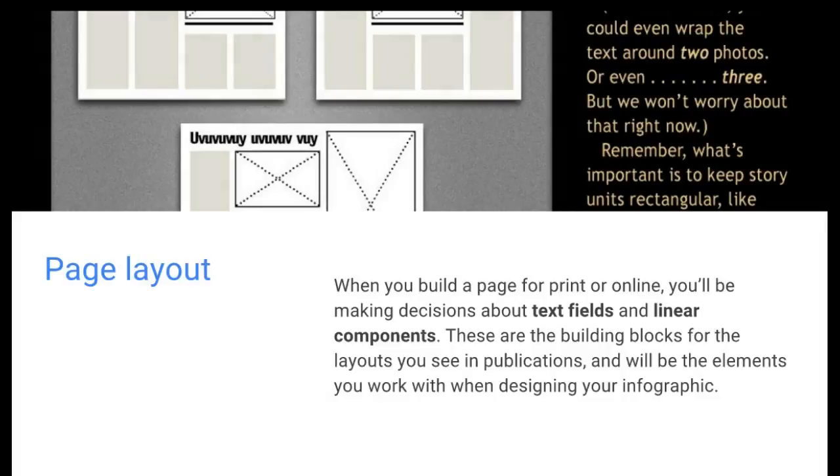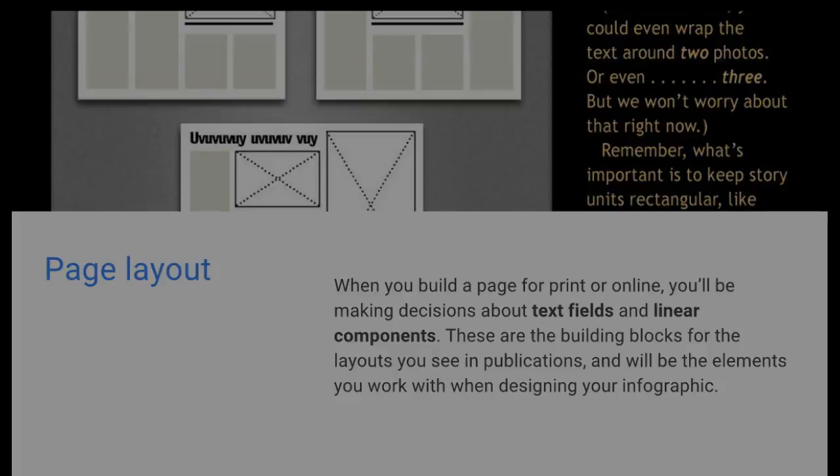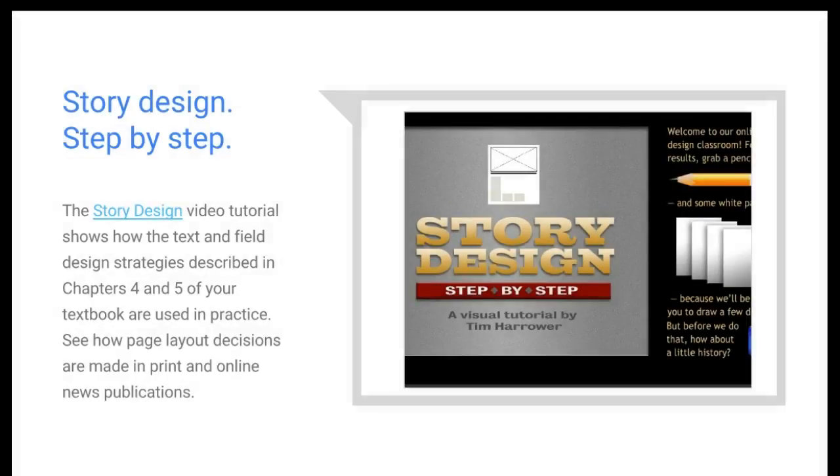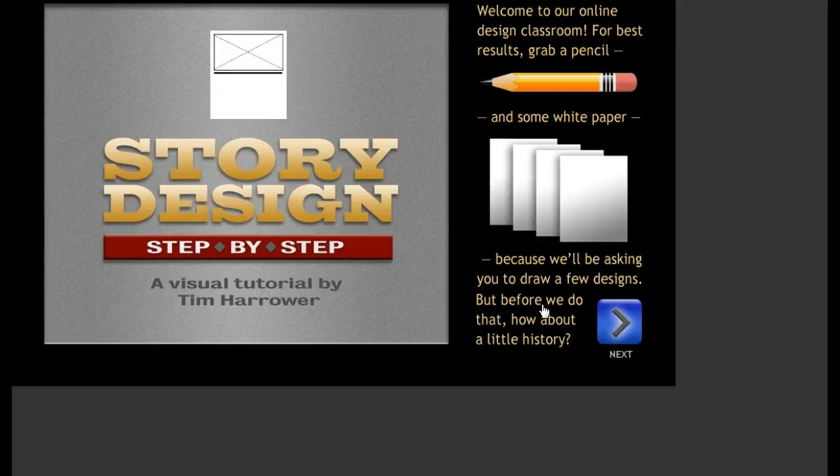When you're building a page of content for print or online, you'll be making decisions about text fields and linear components, and you'll use these building blocks when designing your infographic. This is a video tutorial that I want to bring to your attention because it illustrates the information in chapters 4 and 5, and it will take you step by step through a design process for a print and online newspaper. So this story design will take you there now, but you can watch it on your own time when you have some available time.